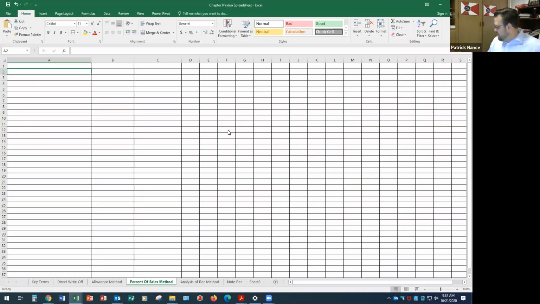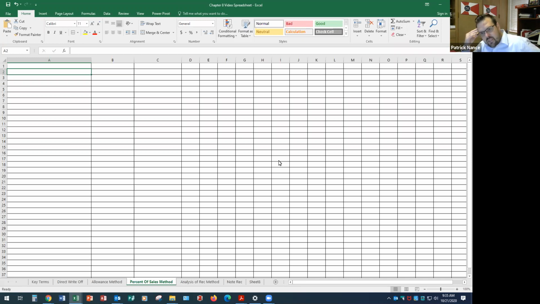Okay, so now how do we estimate our bad debt? There's two methods. There's one that we call the income statement method. In this book, they call it the percentage of sales method, and there's the balance sheet method, which is the analysis of receivables or the aging of receivables method. We're going to first talk about the percentage of sales method.